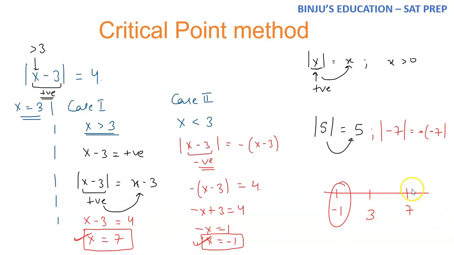Okay, and one more thing which I almost forgot, that is I'll have to take the case at the critical point also. So when I take x is equal to 3, in that case x minus 3 will automatically become 0. And is 0 equal to 4? No, it's not. So this doesn't satisfy. So your answer to this question is simply x is equal to minus 1 and x is equal to 7. That's it.